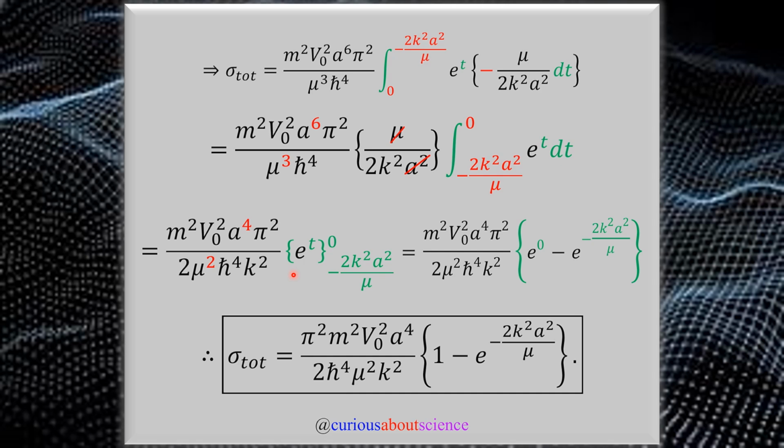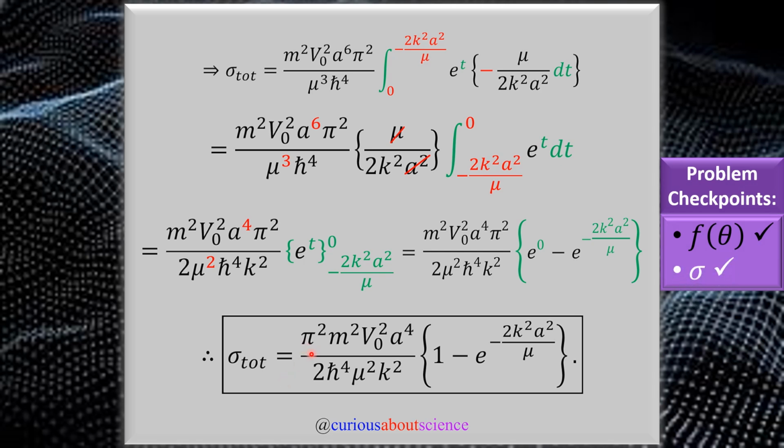e to the t goes to e to the t. Evaluate at the boundaries. So that's e to the 0 minus this clunky thing. Thankfully, we know that after we clean up all the constants and put them in cleaned up order, e to the 0 is just 1. That's what we see here. And this thing there's just no way to clean up, so we're just going to leave it like that. And thus, reorganizing all our constants into the terms we want, we see that the total scattering cross-section is pi² m² v0² a to the 4th over 2 h-bar to the 4th mu² k² with this ridiculous thing here.